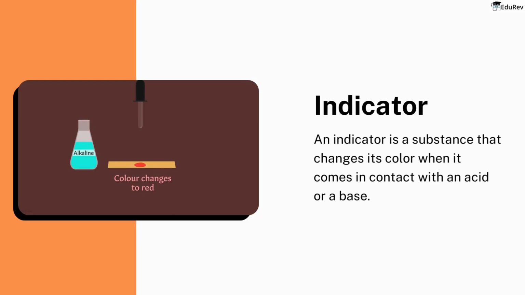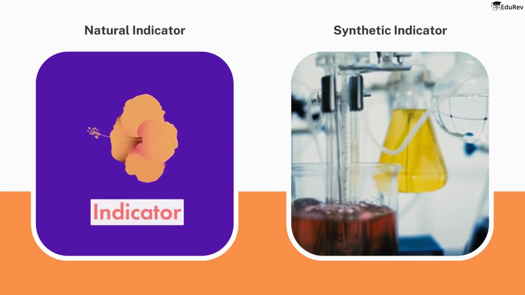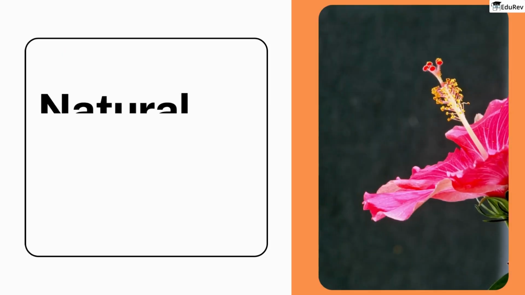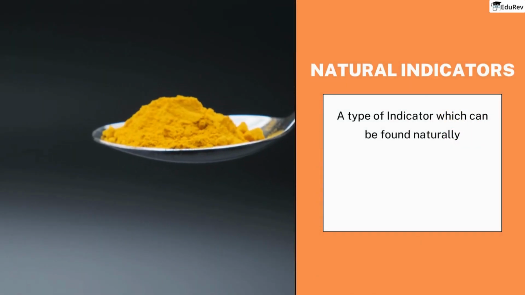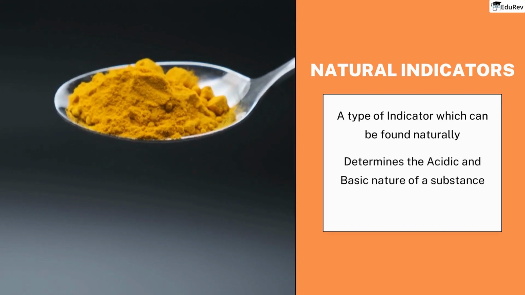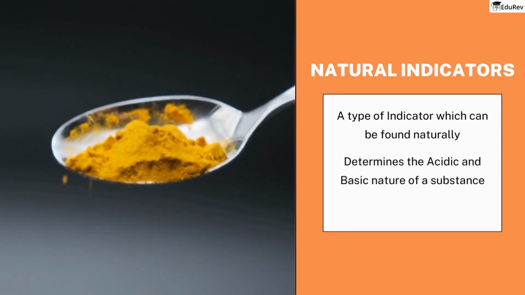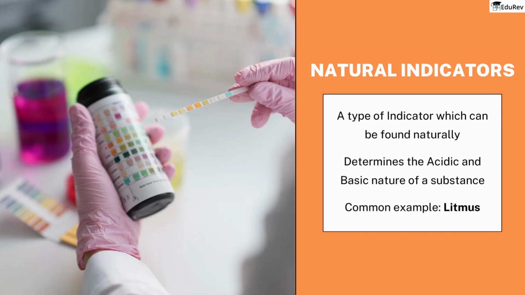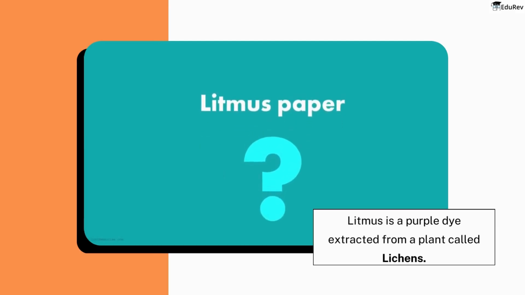The two most common types of indicators are natural and synthetic indicators. Let's discuss natural indicators first. A natural indicator is a type of indicator that can be found naturally and can determine whether the substance is an acidic substance or a basic substance. One of the most common examples of natural indicators is litmus. Litmus is a purple dye that is extracted from plants called lichens.